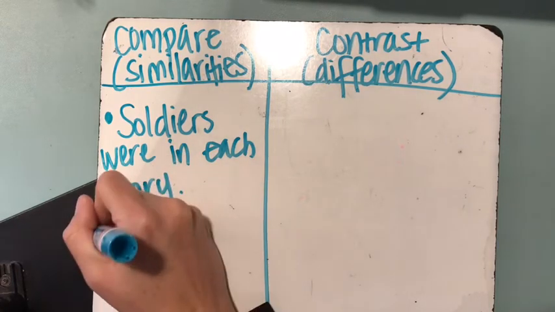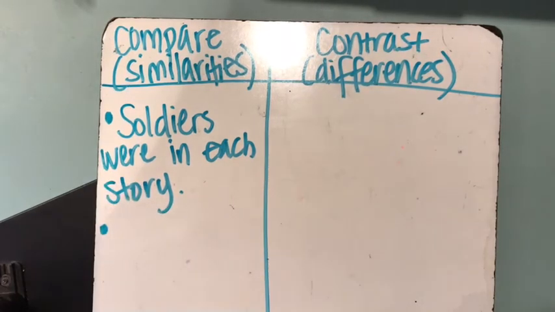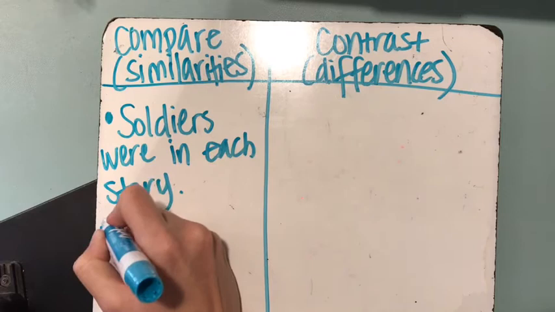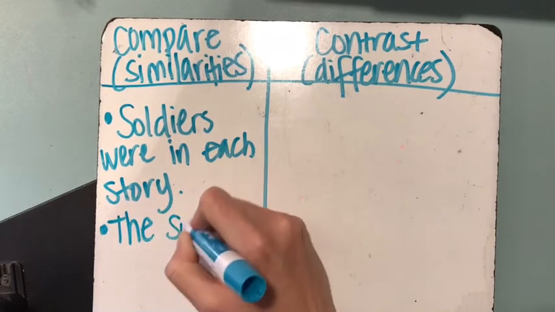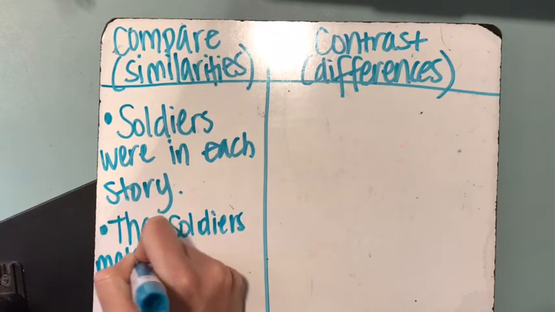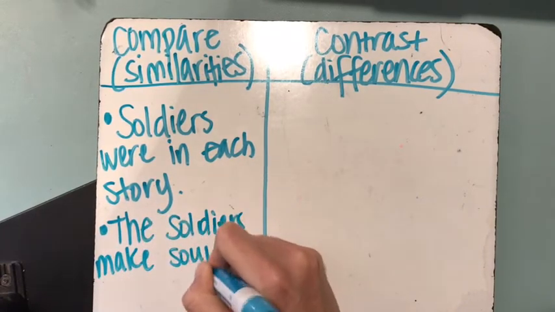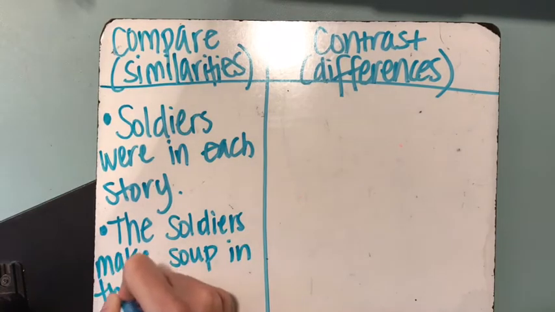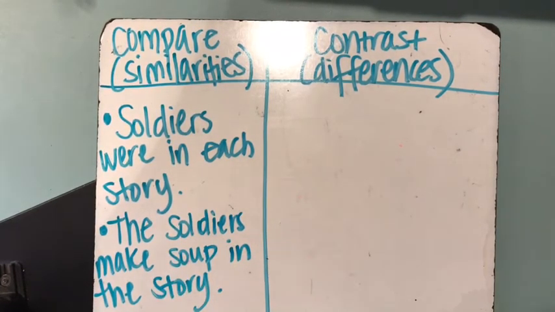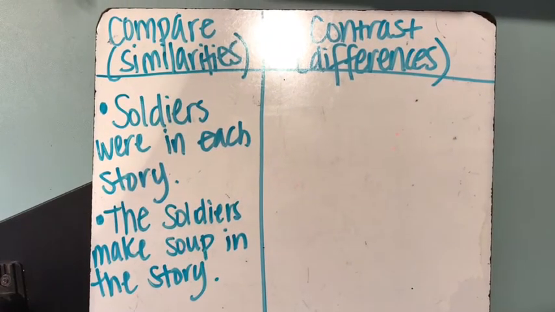Another similarity that I noticed in the story is they both make unusual soups. So they are both making soup in the story. The soldiers make soup in the story. That's another similarity. So you're going to write that one down. Pause the video while you do that.